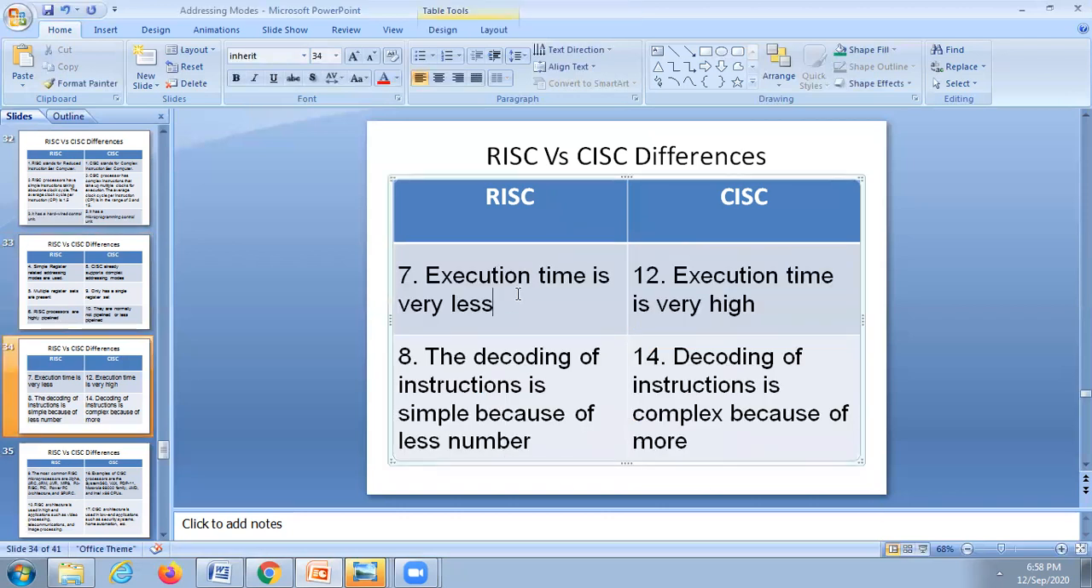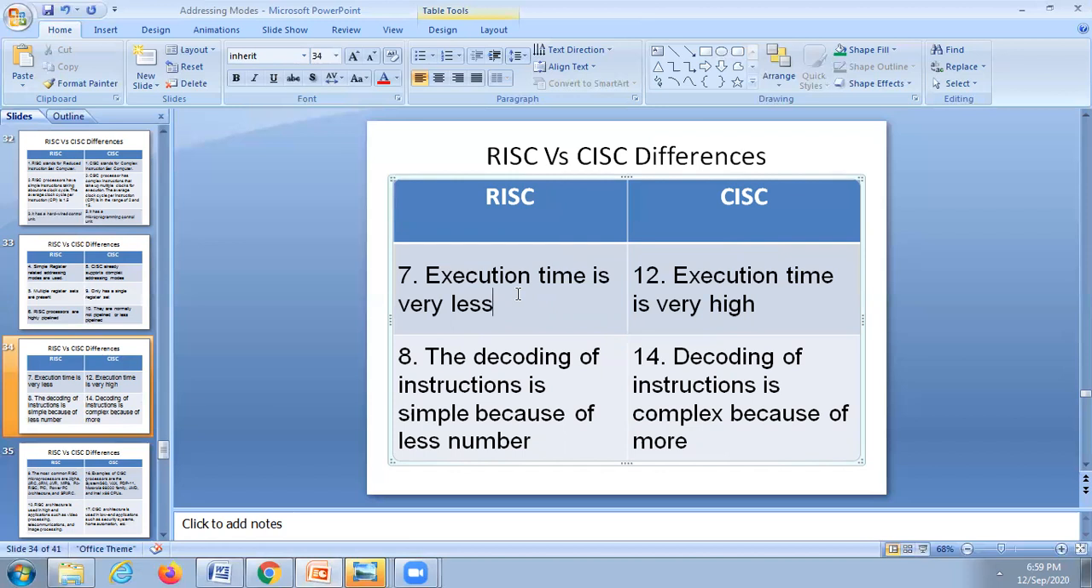Then execution time is very less. Already I told that. Why is execution time very less? The size of instruction is less. If the size of the instruction is less, or if the opcode size is less, obviously the decoding time will be less. So overall, the execution time of any RISC instruction will be very, very less.